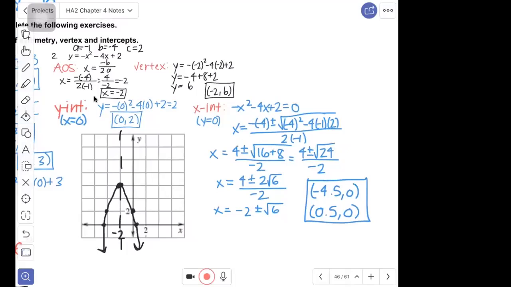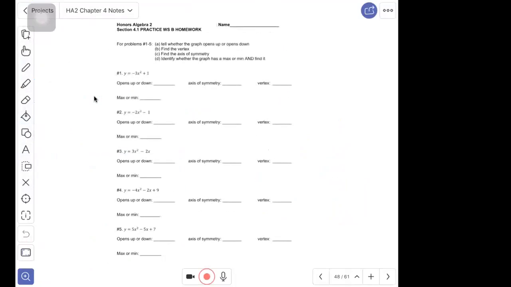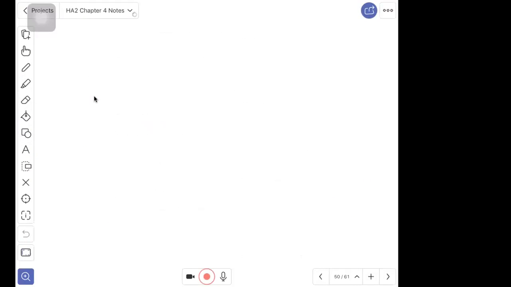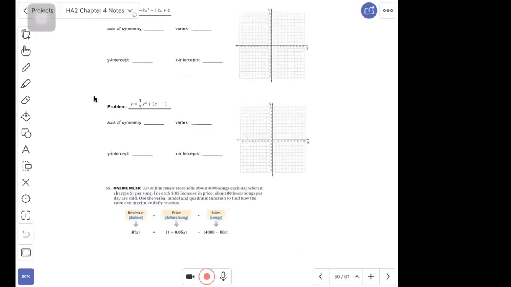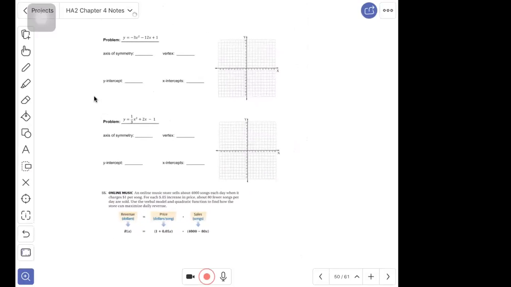All right. So we have 2 minutes left in class. Your homework for tonight is right here. It is an outline again of the problems that you have. So for the first 5, you're telling whether it opens up or down, what the axis of symmetry is, the vertex, and max or min. We did all of those in class today, so nothing should be new here. And then again, you're going to practice graphing. And lastly, you have 1 word problem. It's easier than it looks.